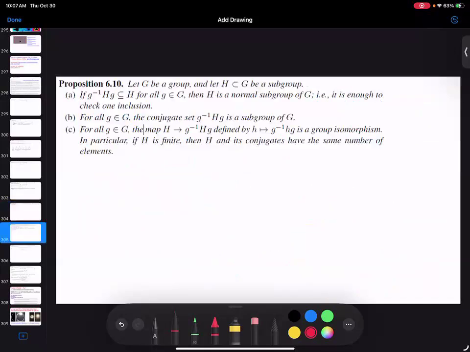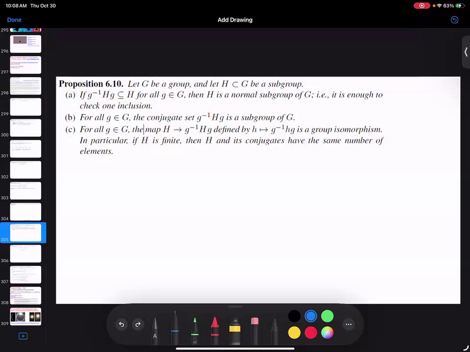Okay, so the next is just continuing some properties of groups and subgroups. G will be a group, H will be a subgroup. We will always try to use G for group and H for subgroup. If G inverse HG is contained in H for every G, then H is normal. So it's enough to just check one way, and this is for every G. If everything is finite, this shouldn't be too bad because they have to have the same number of elements. But we could have infinite groups.